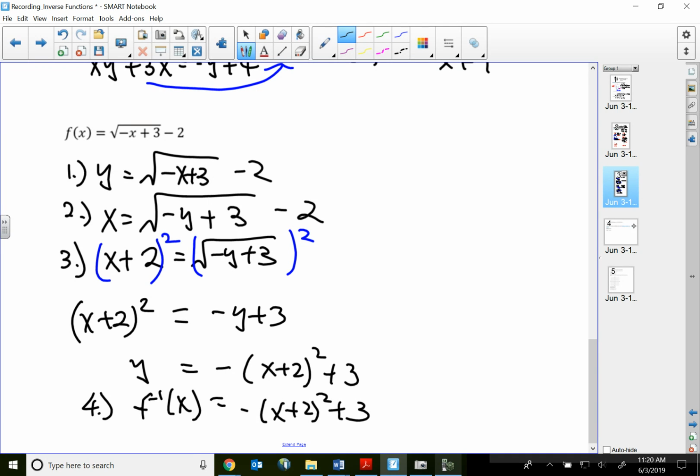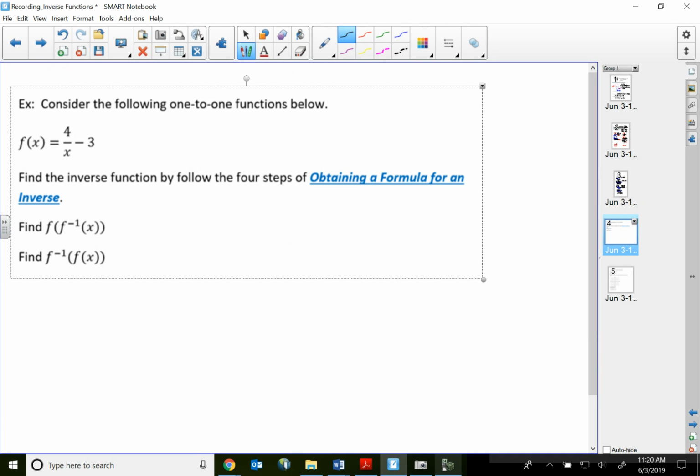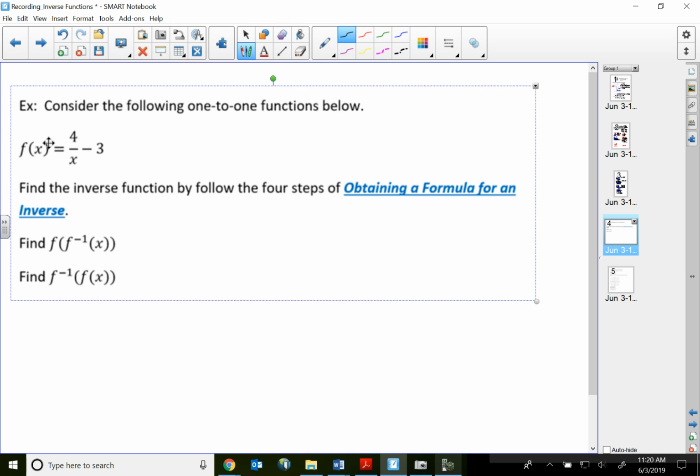All right, so let's take a look. Consider the following function is one-to-one. So I'm telling you that this rational function is one-to-one. Find the inverse function by following the four steps. Okay, so let's find the inverse function of this.